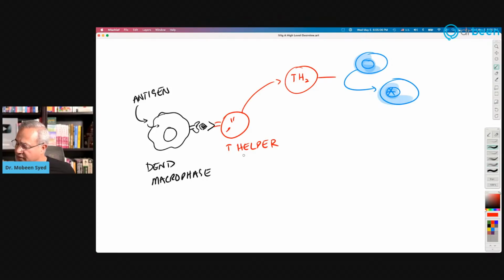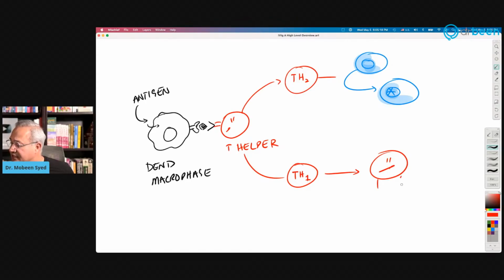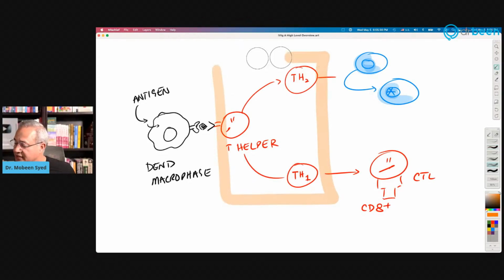And then if the naive T helper cell becomes T helper 1, so I have a headache with this vaccine shot as well. And so this is, let's say, a cytotoxic T cell, correct? So this is cytotoxic, CTL we call them, or CD8 positive. So now please, at least let's make sure that we agree that helper T cells will perform their duty regardless of where the immune system goes.